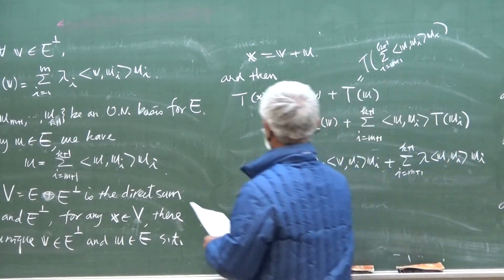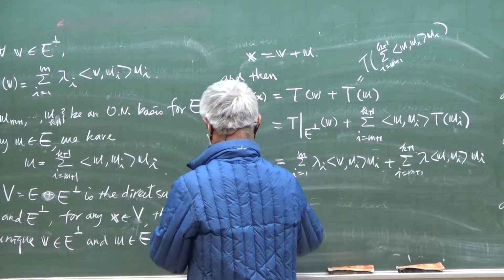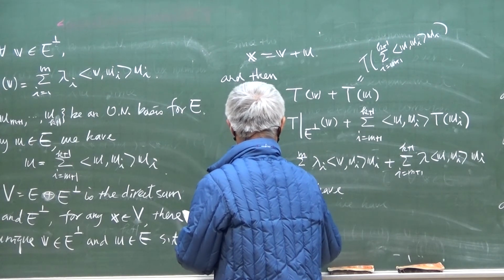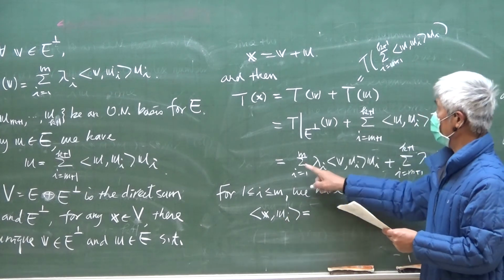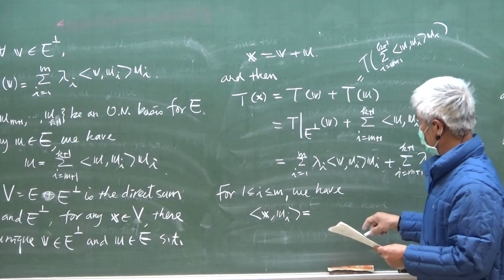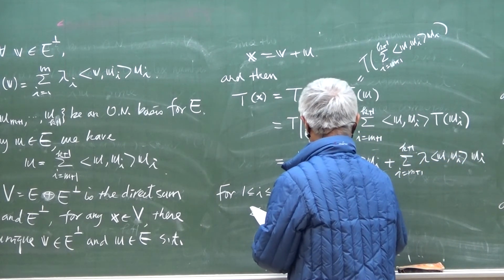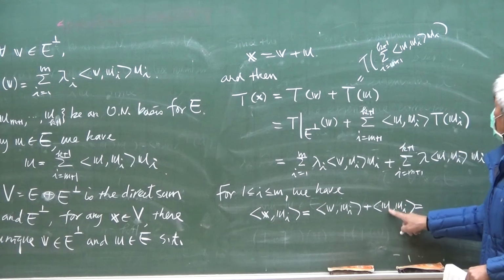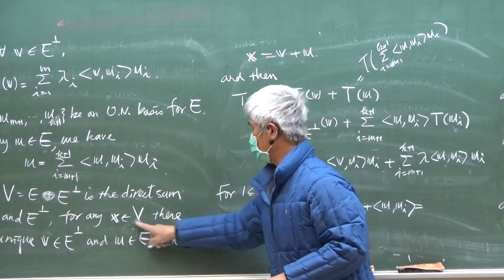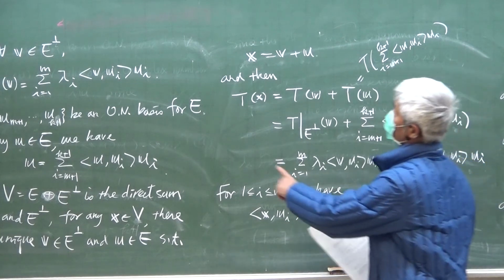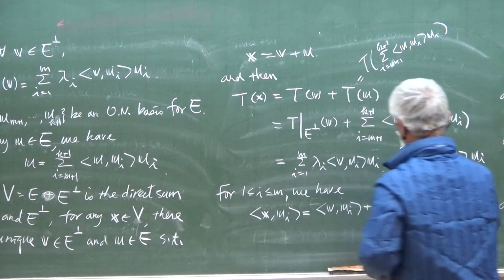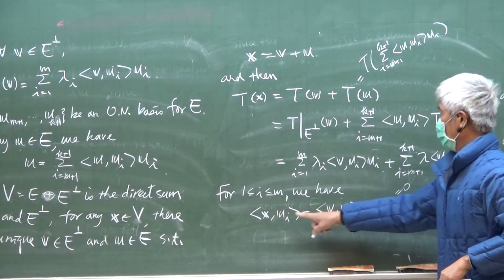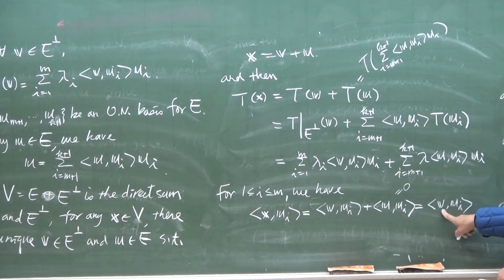Okay, so we have this one. Now, for i from 1 to m, we look at the projection: x inner product with u_i. So that means we have ⟨v + u, u_i⟩. And what is that? u is in the eigenspace E, but the u_i are in the perp of E, so this is equal to 0. So for i from 1 to m, the inner product of x with u_i is the same as v inner product with u_i.